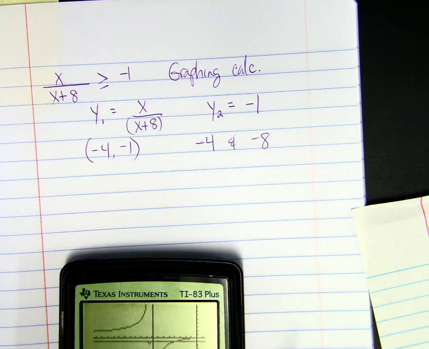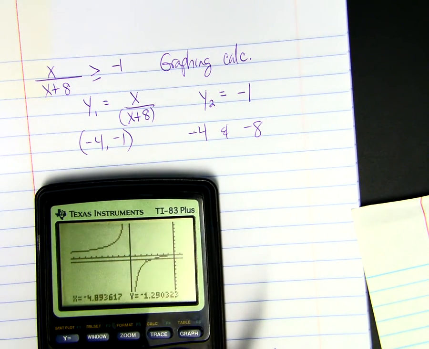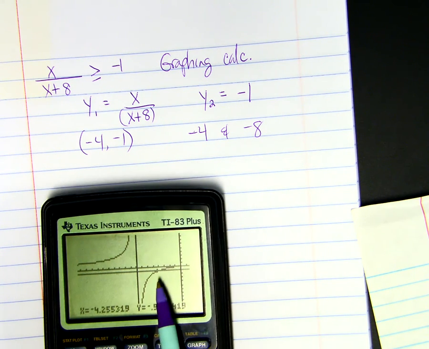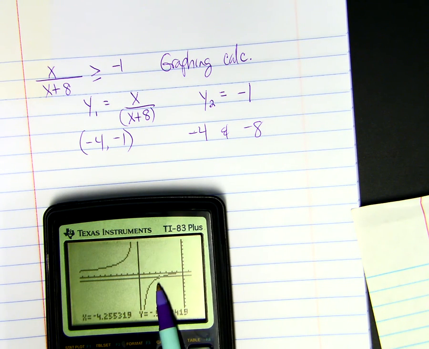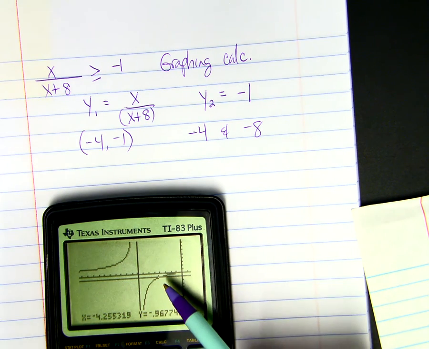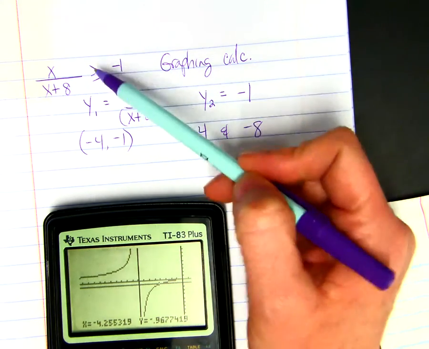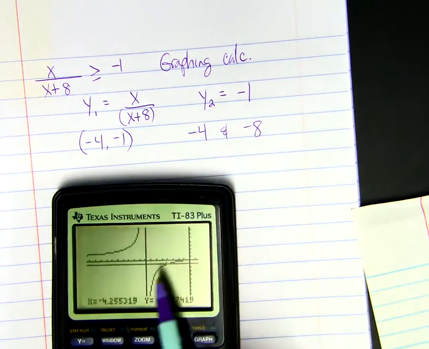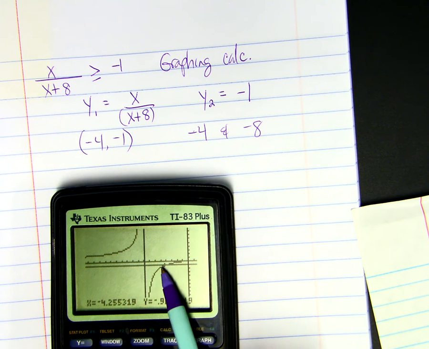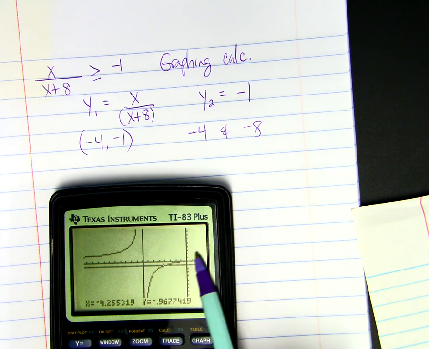Right here, they intersect right at whatever we said, -4, -1. So that's a critical value is what they call it. Where it's above the line, where it's positive, because it says it's greater than or equal to. So where is the graph greater than or equal to? When x is greater than or equal to -4, this graph is above or equal to that line.